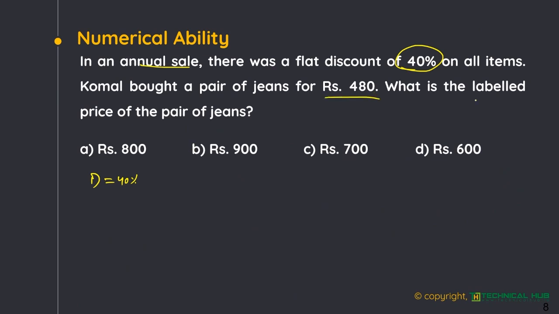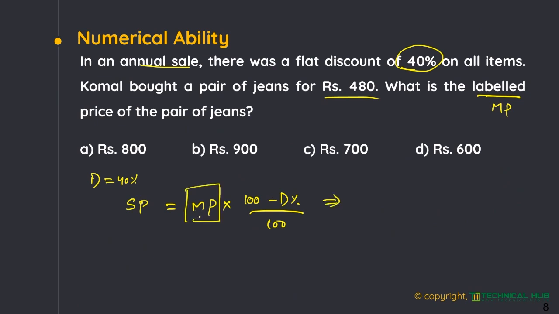Here we need to calculate the market price. Labeled price is nothing but market price. As we all know, in the profit and loss topic, there is a relationship between selling price, market price and discount. Selling price is equal to market price into 100 minus discount percentage by 100. You know the selling price of jeans and the discount percentage, and you need to calculate the market price. Very simple. See here, selling price is 480.